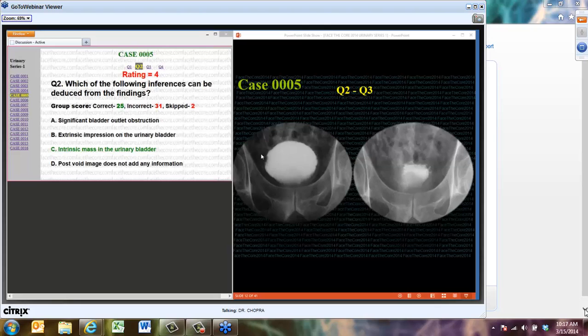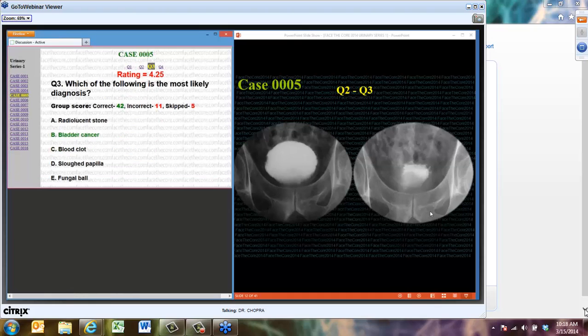That phenomenon is very typical of the presence of an intrinsic mass in the urinary bladder. An extrinsic mass would be much more prominent in the full bladder images, and as the bladder empties, it would fall away from an extrinsic mass, and therefore it would become less prominent. So there is not significant bladder outlet obstruction. There's very little post-void residual. This is not an extrinsic impression. It becomes more prominent. It is an intrinsic mass. And of course, this post-void image is showing a lot of information.